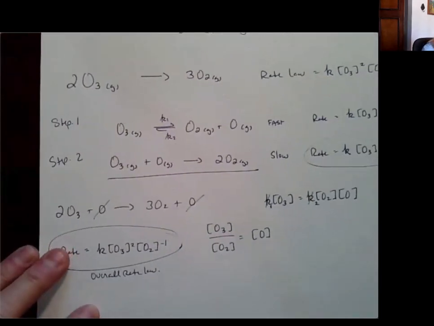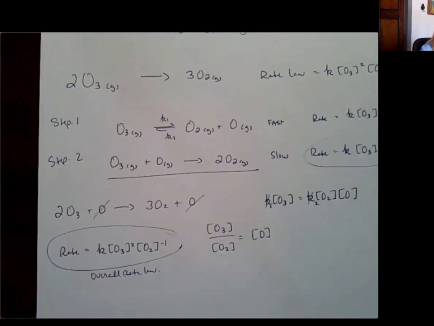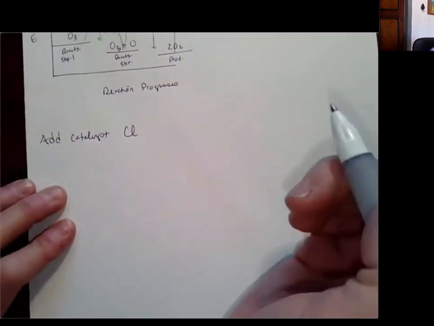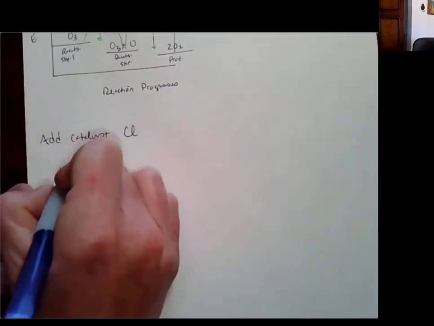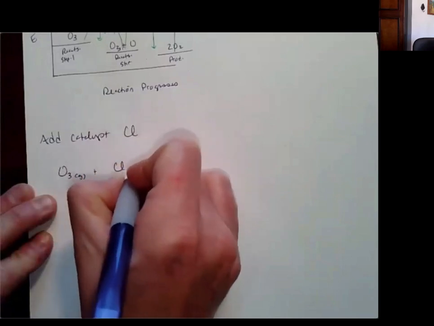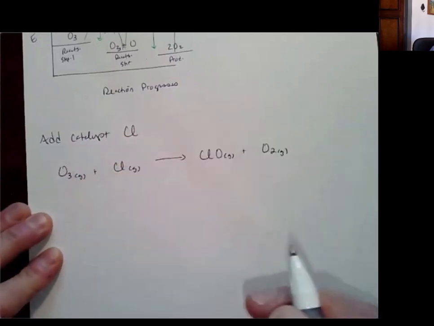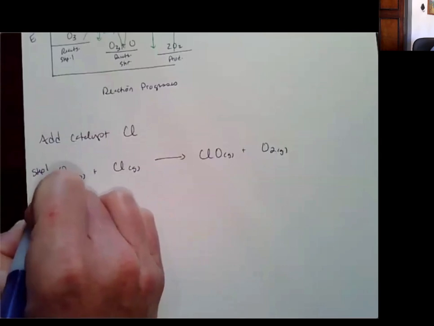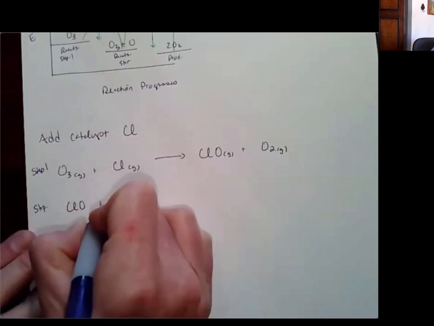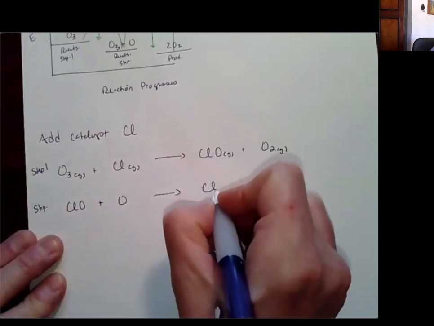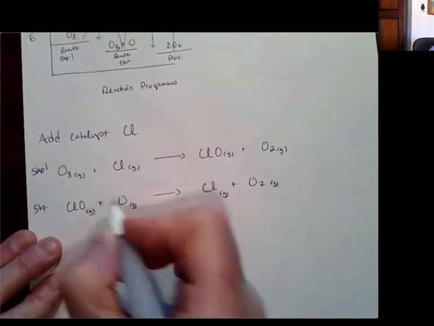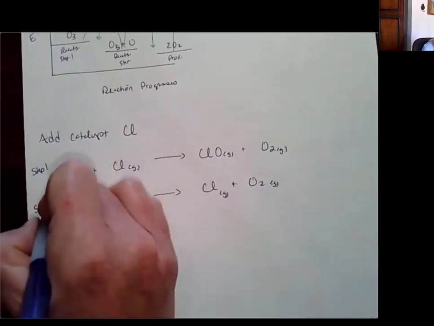And chlorine is a catalyst for this reaction. So those fluorochlorides that are polluting our atmosphere help this reaction along. This would be step 1. Step 2 looks like this. ClO plus O goes to Cl plus O2. It's a very different set of conditions that are happening now.